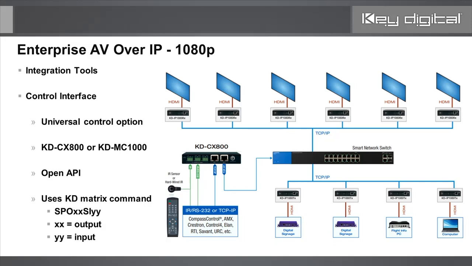And this, as do all of our video matrices, just utilizes the same KeyDigital matrix switching command protocol that we've used for the past 10 years now, SPO XX SI YY, where output XX selects input YY. Chances are, if you've got an analog or first-gen HDMI matrix switch from KeyDigital installed on a job site, you could upgrade to Enterprise AV over IP, 1080p or 4K, and you wouldn't even have to upgrade the programming of your control system with that.